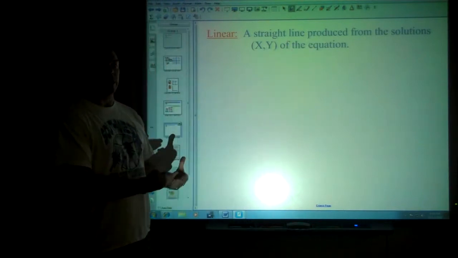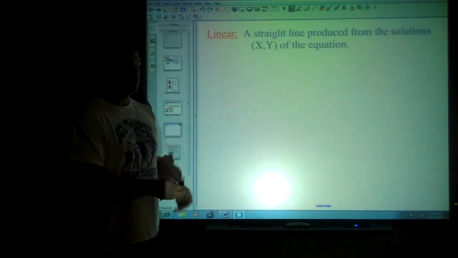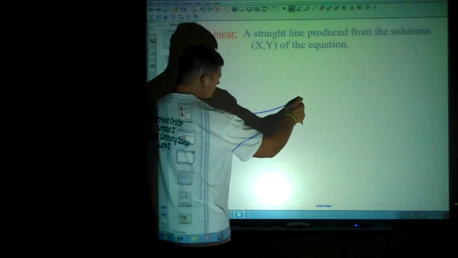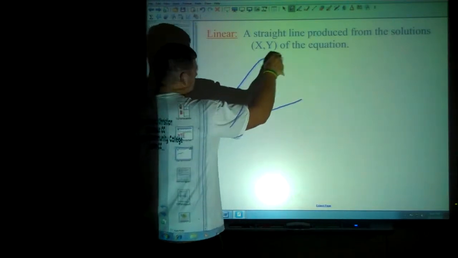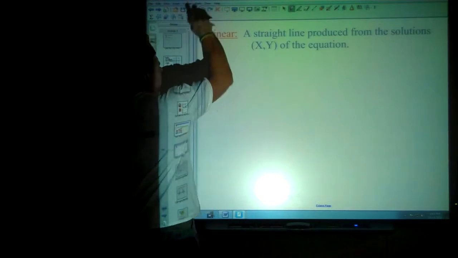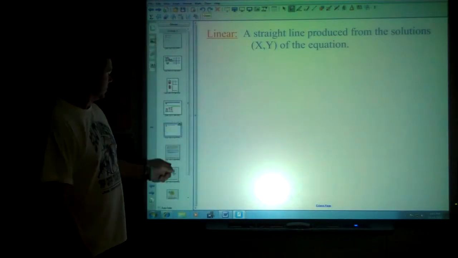So we want to make straight lines, not curves. We don't want anything kind of going like this. We don't want it going really straight and then zagging off. We don't want anything other than a perfectly straight line when we're dealing with linear.